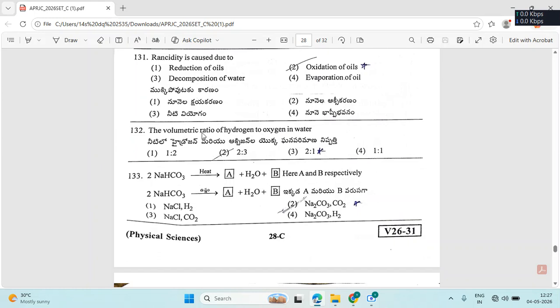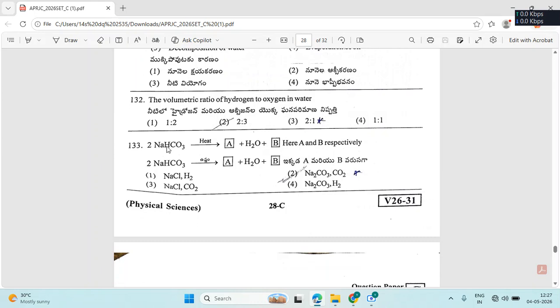The volumetric ratio of hydrogen to oxygen in water: 1 is to 2, 2 is to 3, 2 is to 1, 1 is to 1. The correct option is 3, and the answer is 2 is to 1.